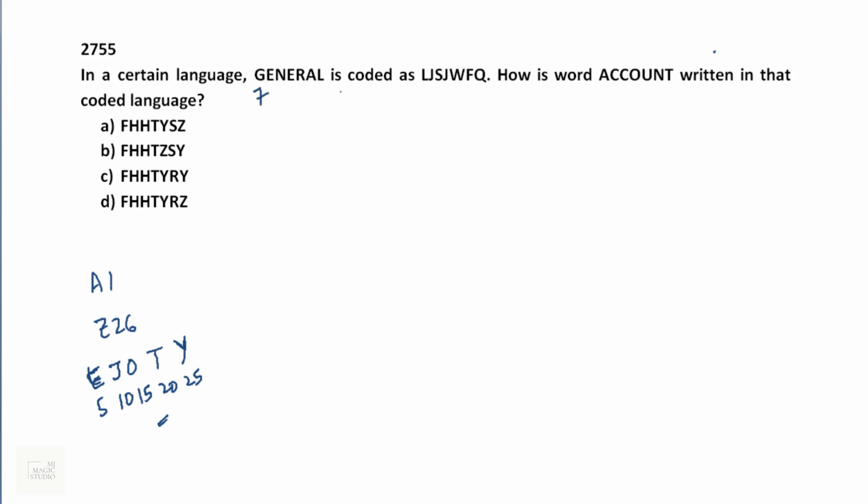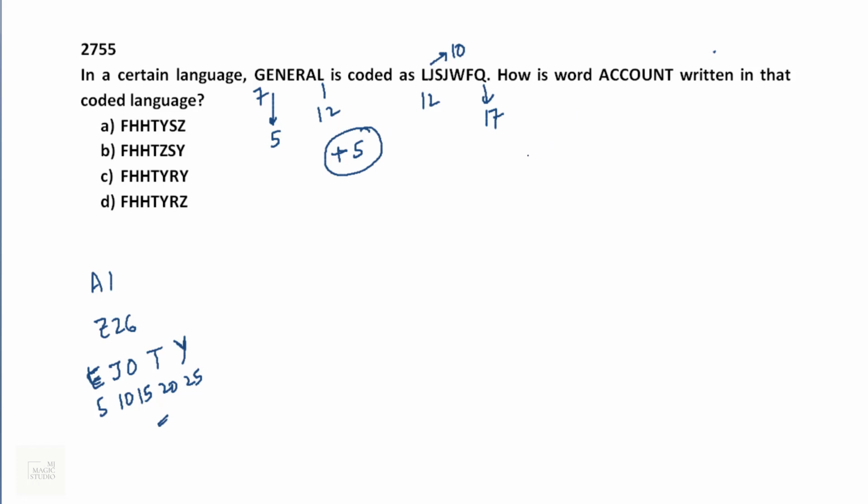G is 7 and here we have L, which is 12. It gives us a gap of 5. Let's see. E is 5 and J is 10. So here also a gap of 5. So let me check with the L. L is 12 and Q is 17. That means the code here is plus 5 on the number.